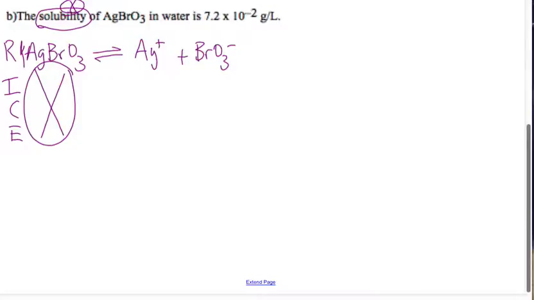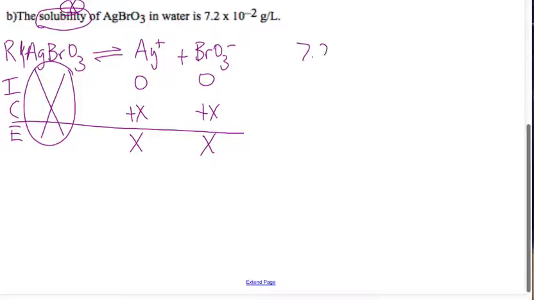So initially here we have nothing and nothing. It is telling us what X is. So our change is plus X, but we have a problem with the X they gave us. They're telling us the solubility of AgBrO3, they're telling us X is 7.2 times 10 to the negative second grams per liter. What's wrong with that? It's grams per liter. I need moles per liter.